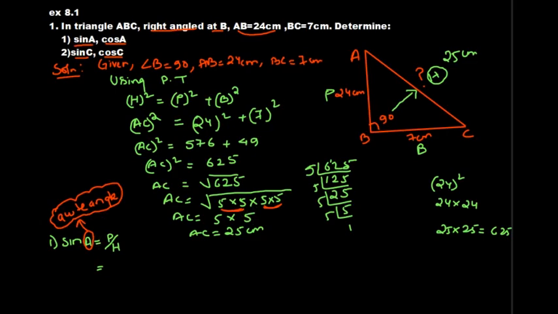So what will be our perpendicular? If A is the acute angle, what will be our perpendicular? Perpendicular is the opposite side of the acute angle. So our perpendicular will be BC. So what is the length of BC? BC is 7 centimeter, divided by, what about the hypotenuse?